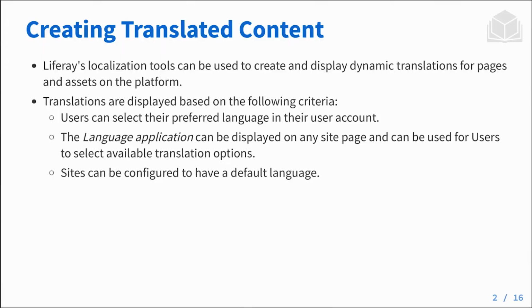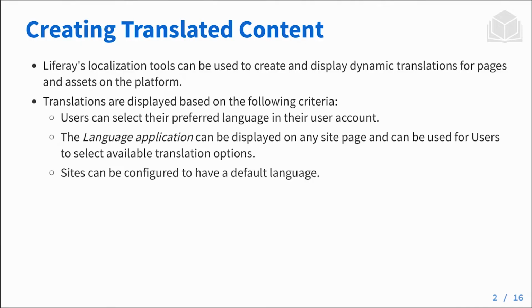Now, there are a few things both you as the site administrator and your users can do to determine which language will be on display. Users can go into their own user account and select their specified language. This list comes from a list of languages at the top level of the platform. In the control panel, in the instance settings, the platform administrator can select which languages will be available on the entire platform. Of those languages, a user can select which languages they would like to display.